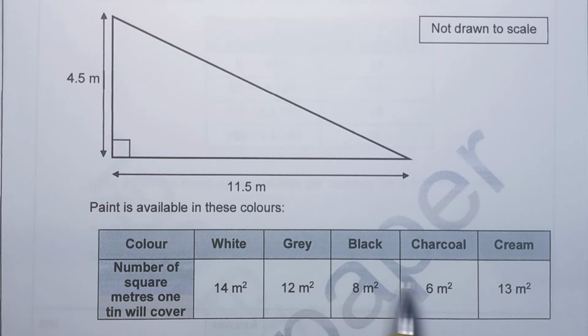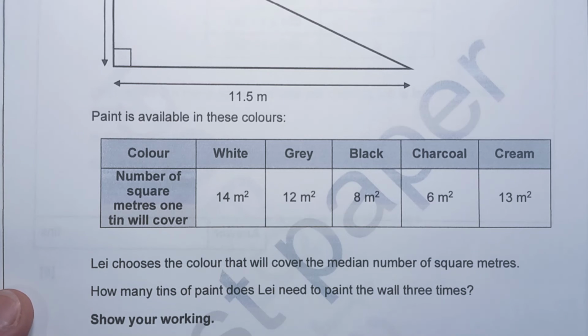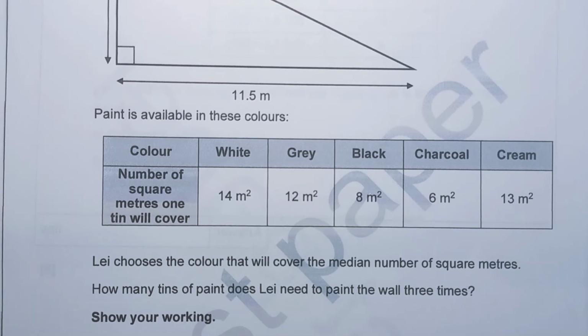So we've got white, grey, black, charcoal, cream, and we've got different amounts of area covered, or number of square metres, per each tin. So in other words, charcoal is probably a smaller tin, white covers more, so it's probably a bigger tin. Lee chooses the colour that will cover the median number of square metres. How many tins of paint does Lee need to paint the wall 3 times? Show your working. Okay, right, so first thing we want to do is work out what colour he's going to use, or at least going to use.